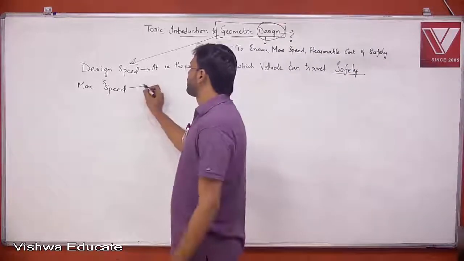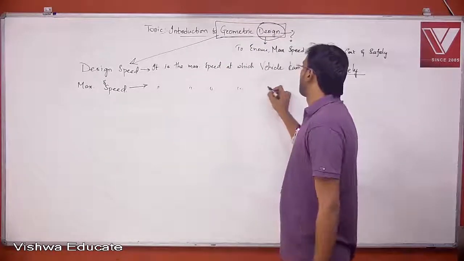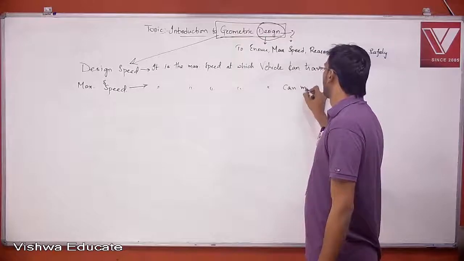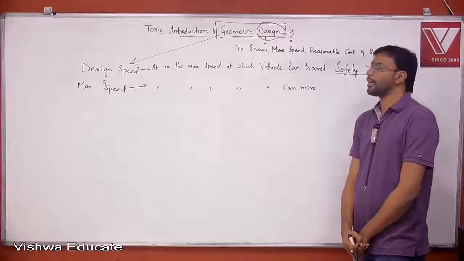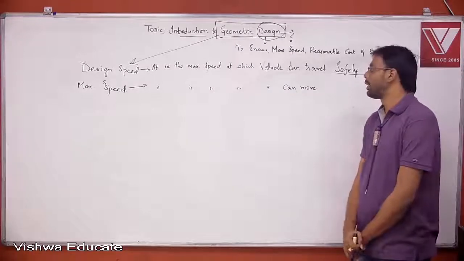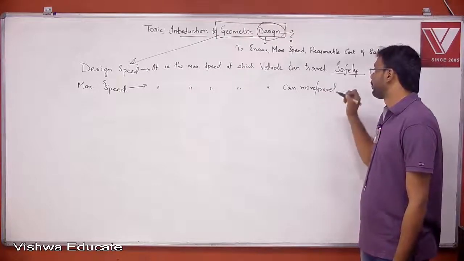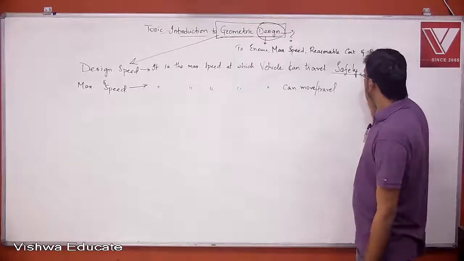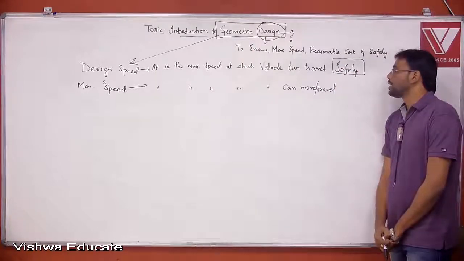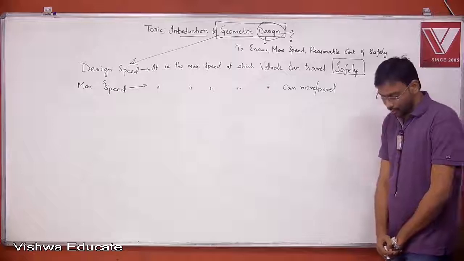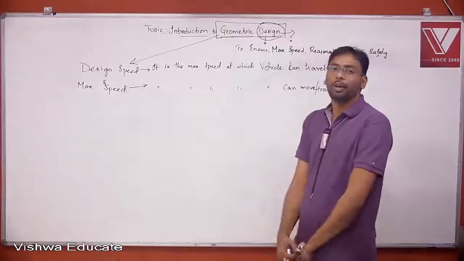Whereas maximum speed is the speed at which the vehicle can move. Maximum speed is defined as the maximum speed at which the vehicle can move or travel. So the only term differentiating maximum speed and design speed is safety.